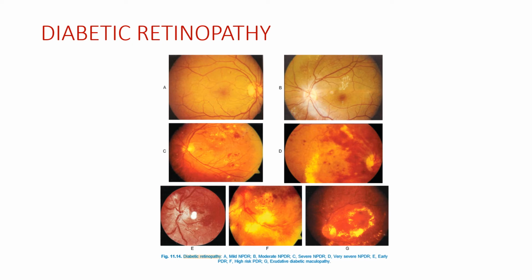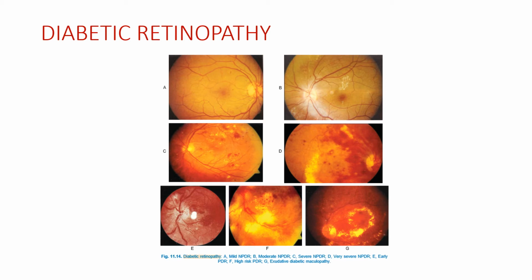Now, picture F. Here you can see it's not very clear. There is some neovascularization along the inferotemporal arcade. There would be a lot of neovascularization, so this is a high risk PDR.